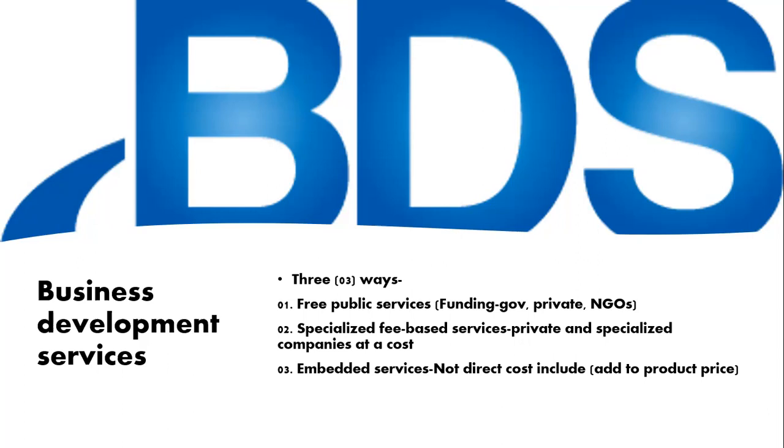The second one is specialized fee-based services, maybe from private or specialized companies at a cost. That service is given to the farmer, but the farmer has to pay that cost to the company. Most of the specialized companies give these services. And the third one is embedded services.